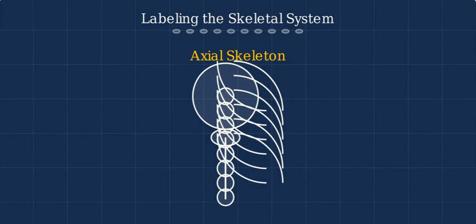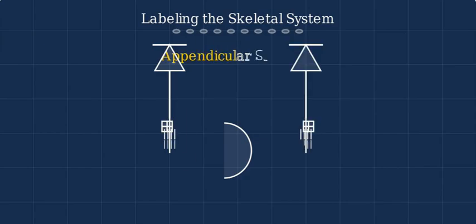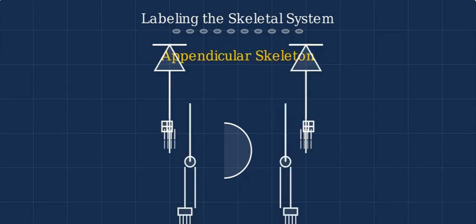Let's examine the axial skeleton in more detail. The axial skeleton includes the cranium, which forms the top of the skull and protects the brain. The mandible or jawbone forms the lower part of the skull. The vertebrae stack to form the vertebral column or spine, protecting the spinal cord. The ribs extend from the spine and connect to the sternum, forming the rib cage that protects organs like the heart and lungs.